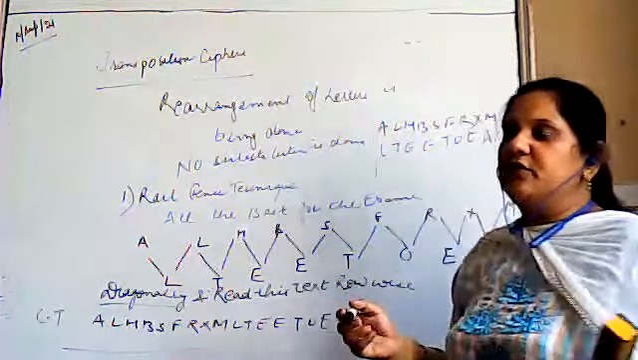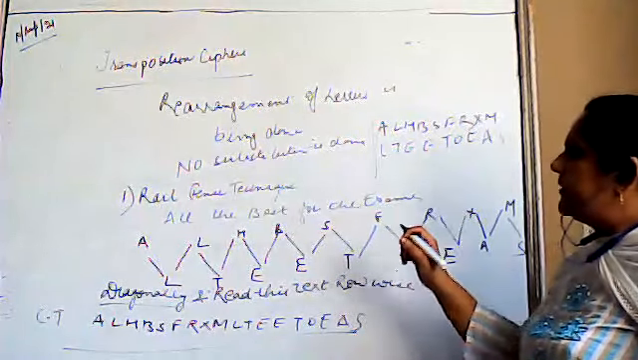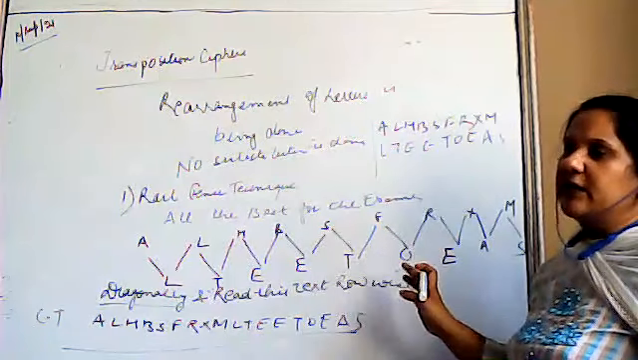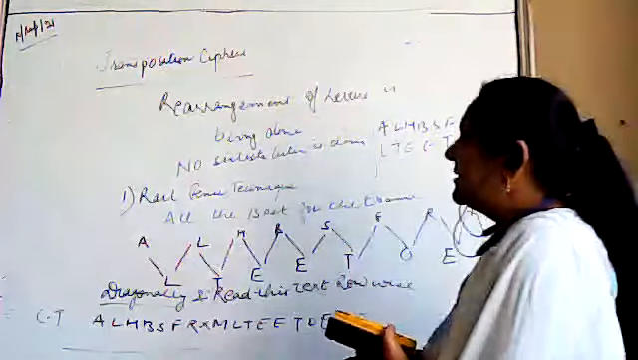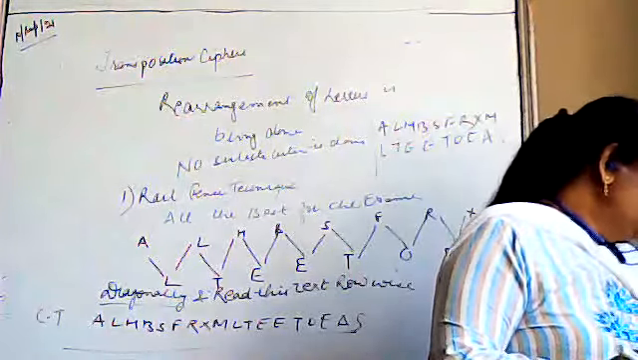This is called transposition because you will see we have not applied anything here, we are just rearranging the letters in the diagonal form and reading them in the sequential form. That is what we are doing in the rail fence technique. Next is the row transposition cipher.